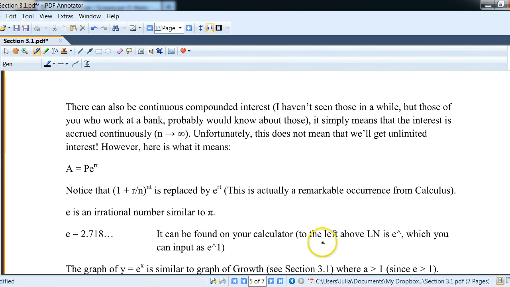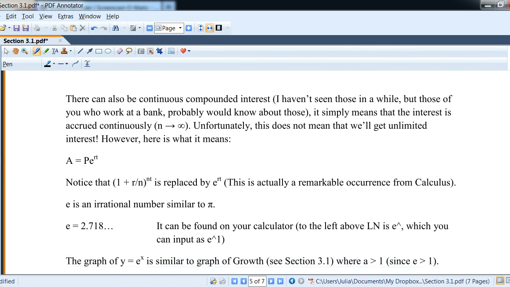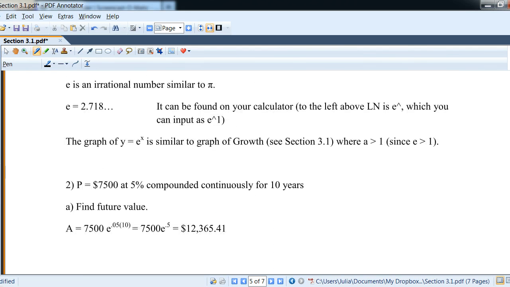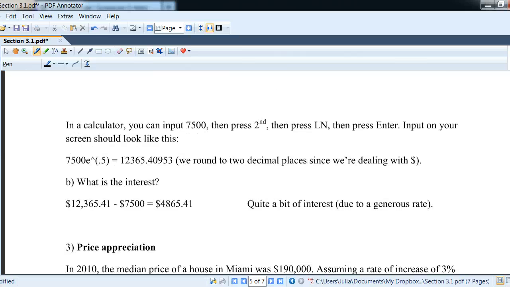You can actually find it on the calculator right above the ln. If you click on second and then ln, you'll get the e, basically. So the graph is similar to the growth. It is growth because it's bigger than 1. And you can use it for continuous interest.